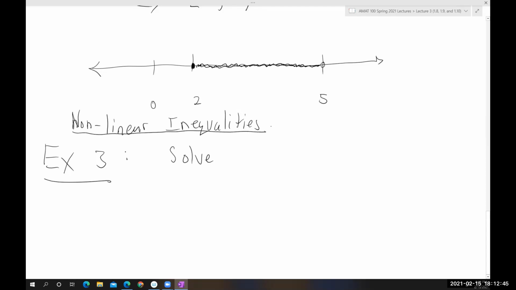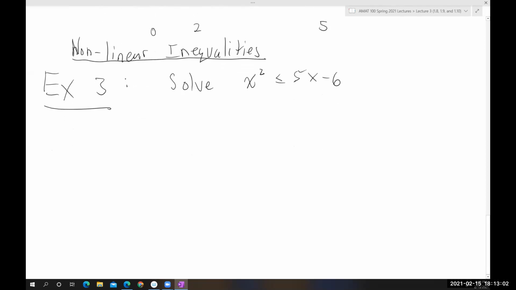So now we're moving on to nonlinear inequalities. We want to solve the following inequality: x squared minus 5x is less than or equal to 5x minus 6. The first thing to do is to get everything on one side of the equation and factor. This is why we studied factorization, so we can solve inequalities and describe their solution sets.